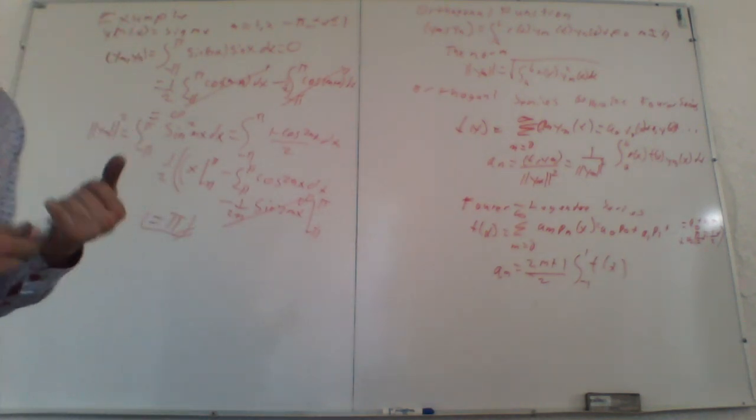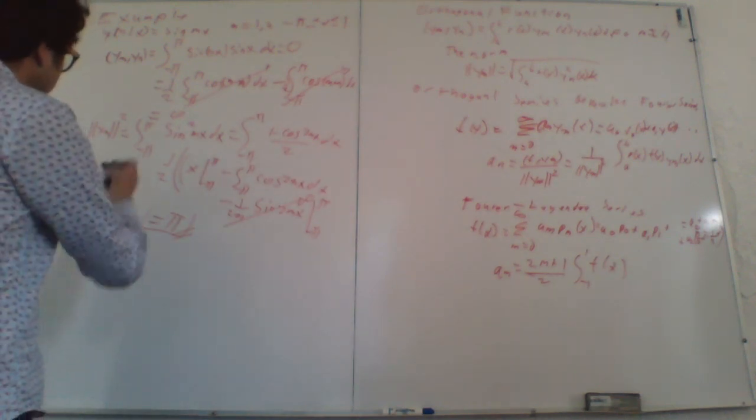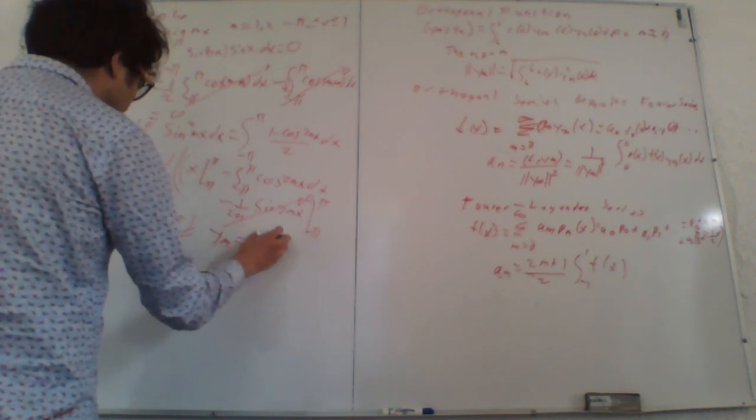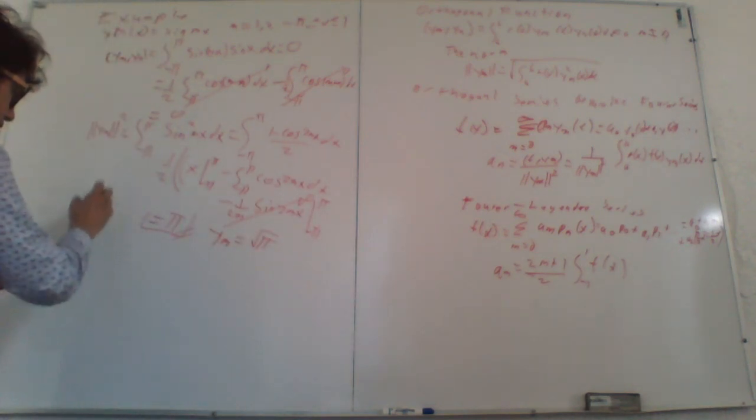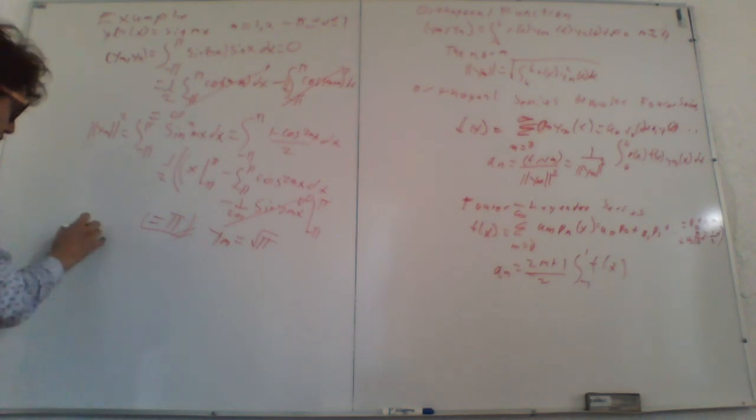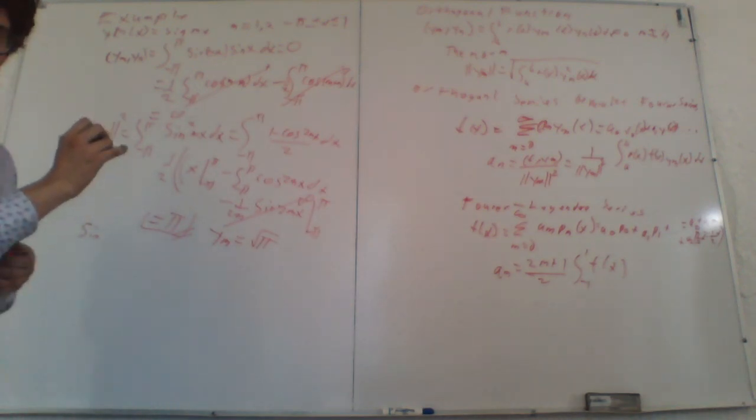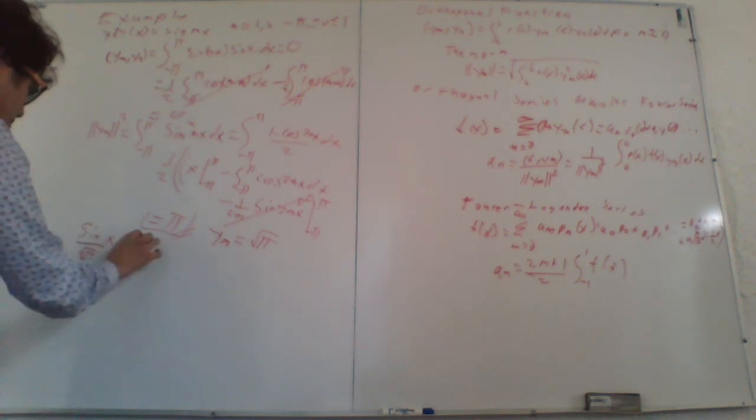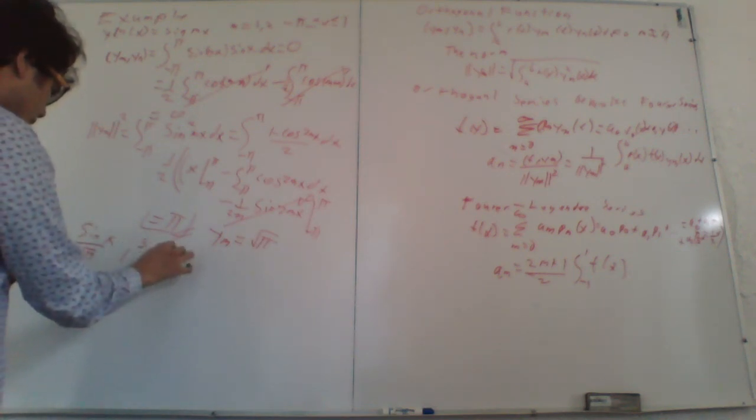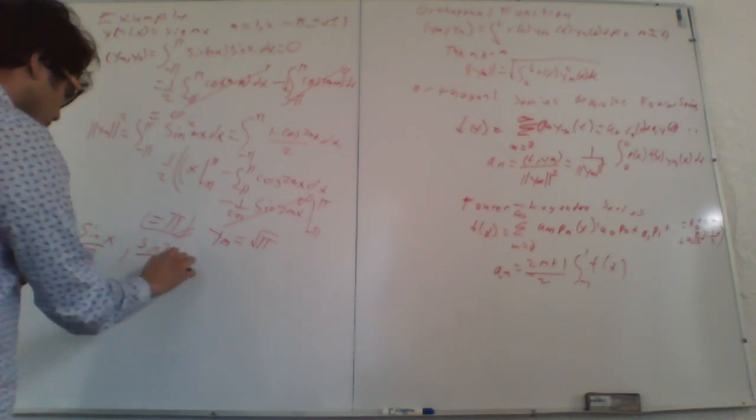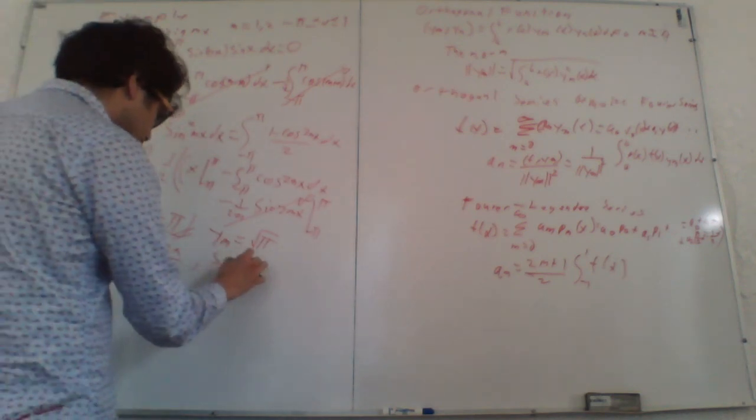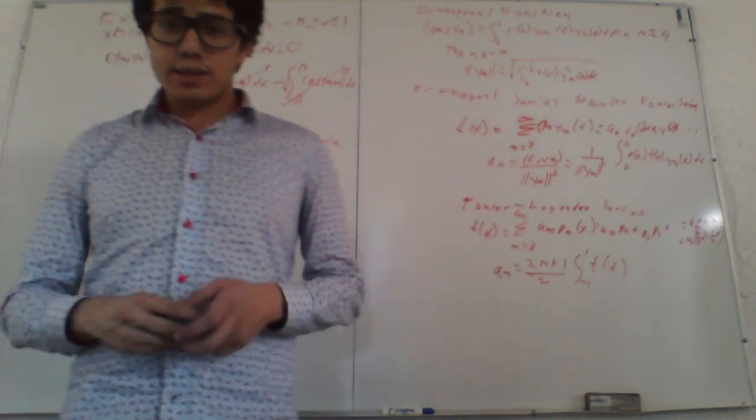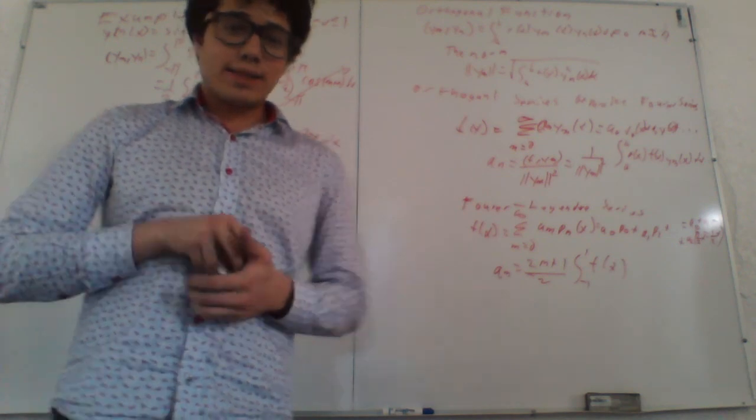So they are orthogonal, and the norm of y_m is equal to the square root of pi. And the orthonormal series are sine of x over the square root of pi, sine of 2x over the square root of pi, sine of 3x over the square root of pi, and these ones are the orthonormal sets.